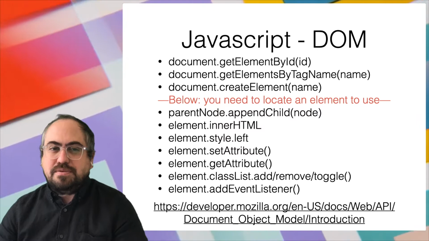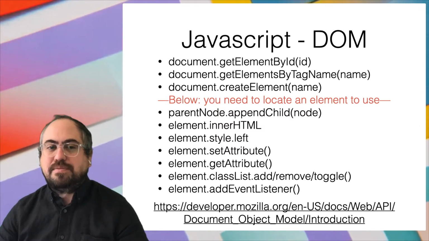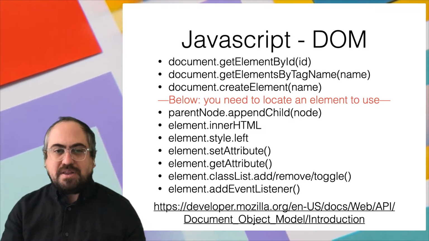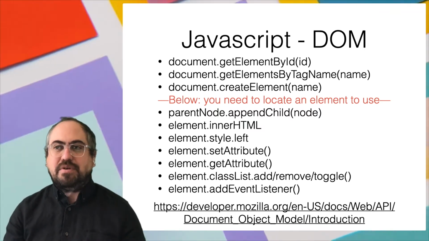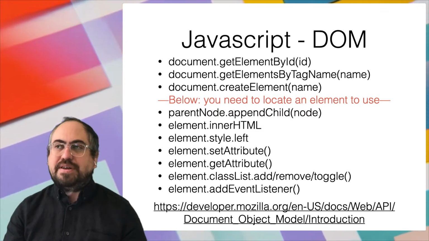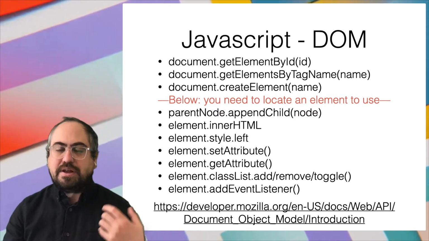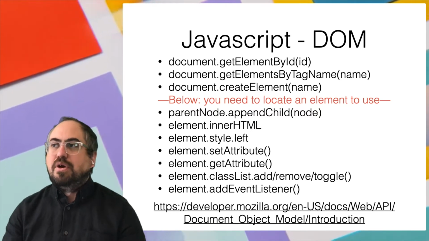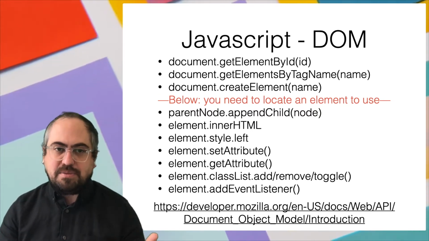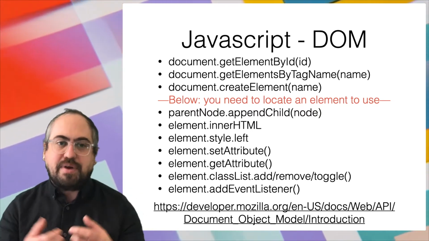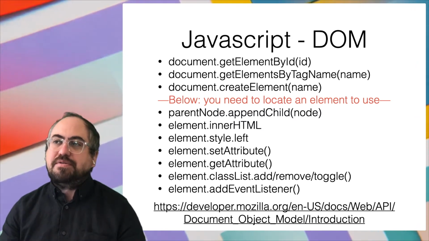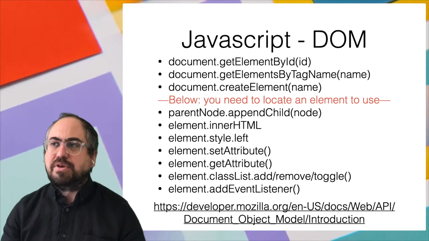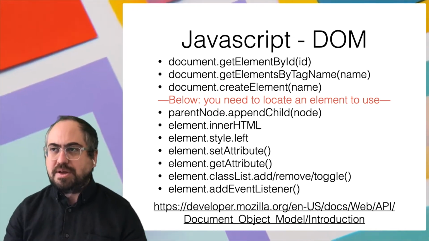So these are basically static things that you're using to either locate an element on the page that already exists, right? So if you have a div on the page already and it has a certain ID assigned to it, you can get that element by its ID and then do something with it. Or you could get certain tag elements and return an array of all of them. And then the third one is you can actually create a new element in memory and do something with it, right?